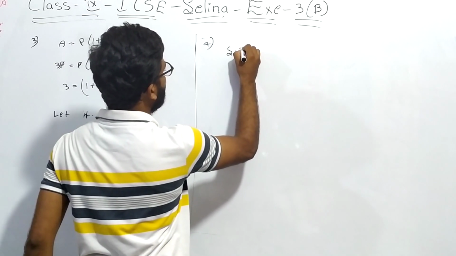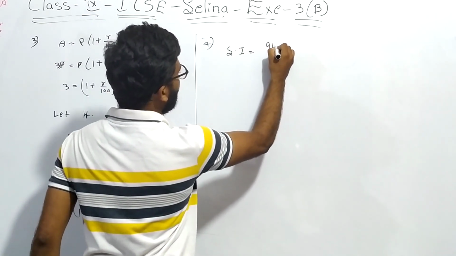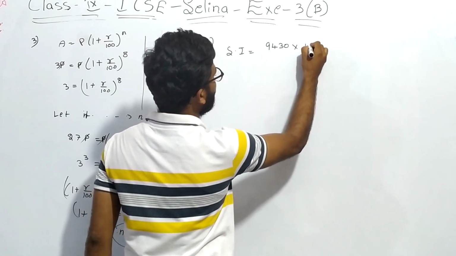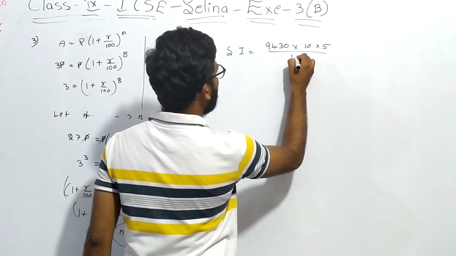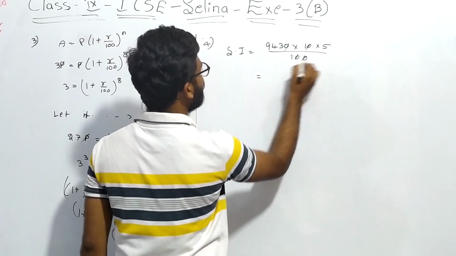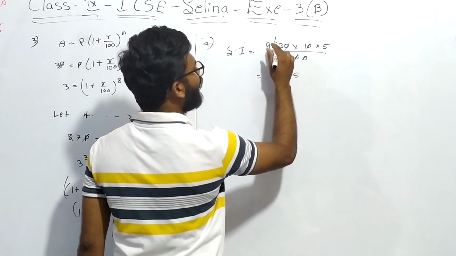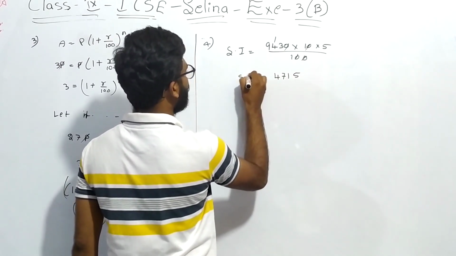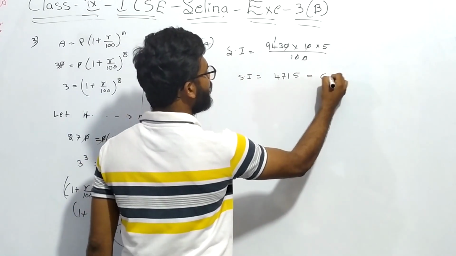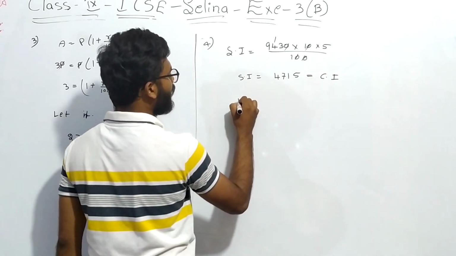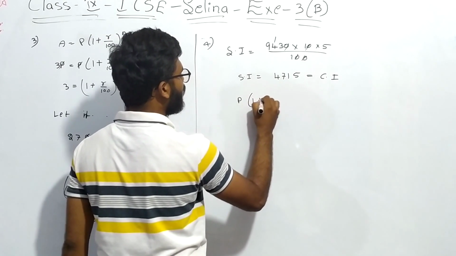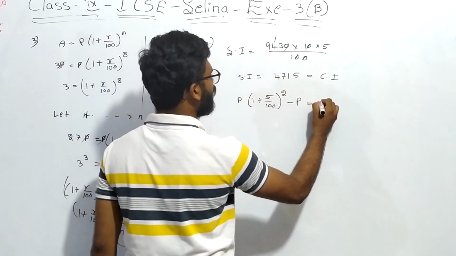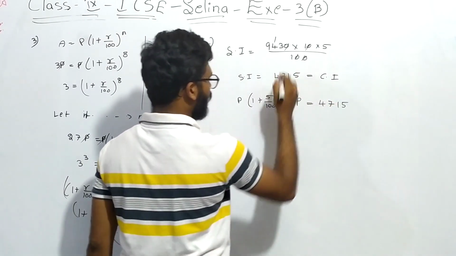So first I am finding the simple interest, which is equal to 9,430 into 10 years into 5 by 100, right? So 943 into 5. 5 3 is 15, 5 4 is 20, 21, 5 9 is 45. So 4715. So this is equal to the simple interest, right? Therefore, the compound interest P into (1 plus 5 by 100) whole power 2 minus P is equal to this amount. That's what they give, right?